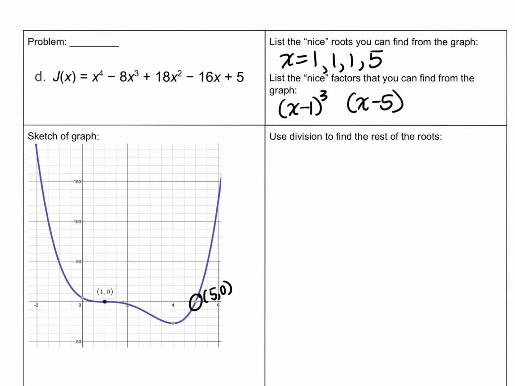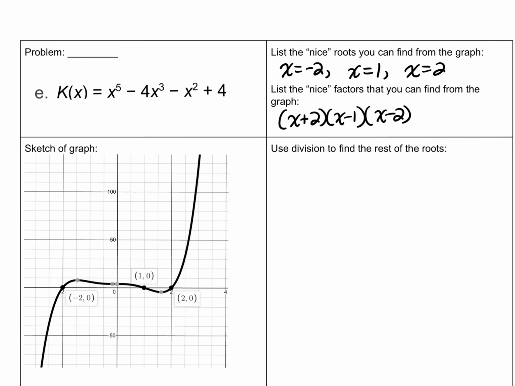So we know that at most there can be 4 roots. So we have now located all of the roots. And then to write this in factored form, I would just have x minus 1 cubed times x minus 5, and I'm done. No need to do any polynomial division on this one.